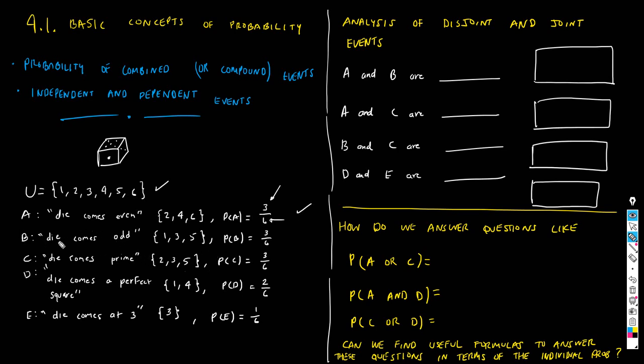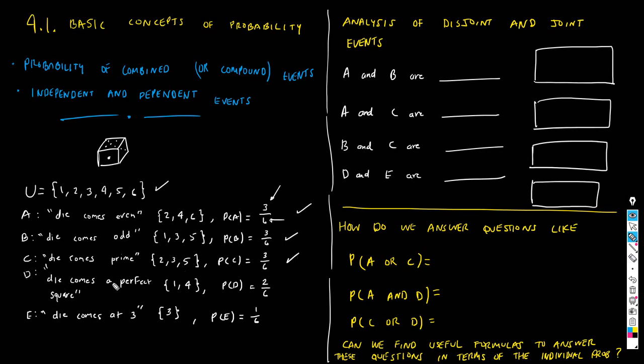Now B, the die comes odd. Pretty similar to the one before. The only difference is that we're changing even for odd. Understood. Event C, the die comes a prime integer. How many outcomes compose event C? The outcome 2, the outcome 3, and the outcome 5. By the way, the number 1 is not considered prime, in case you didn't know. So these three singular outcomes comprise the event C, and therefore the probability of the event C happening is also 3 over 6.